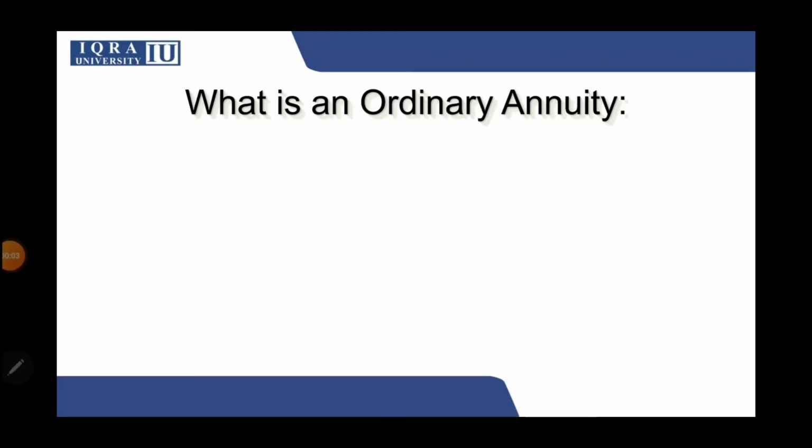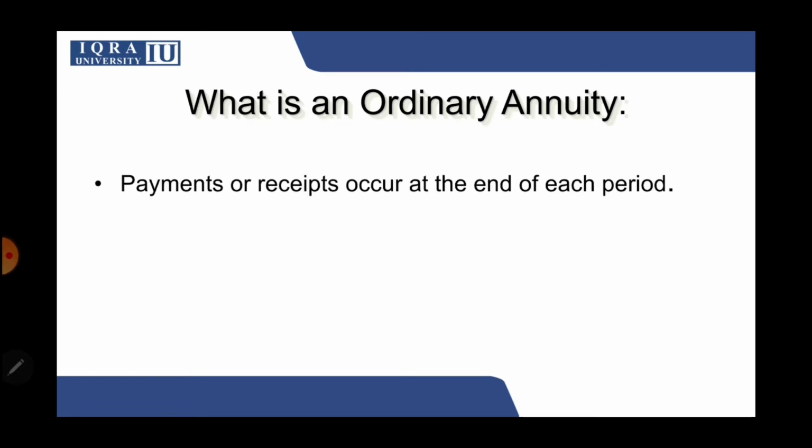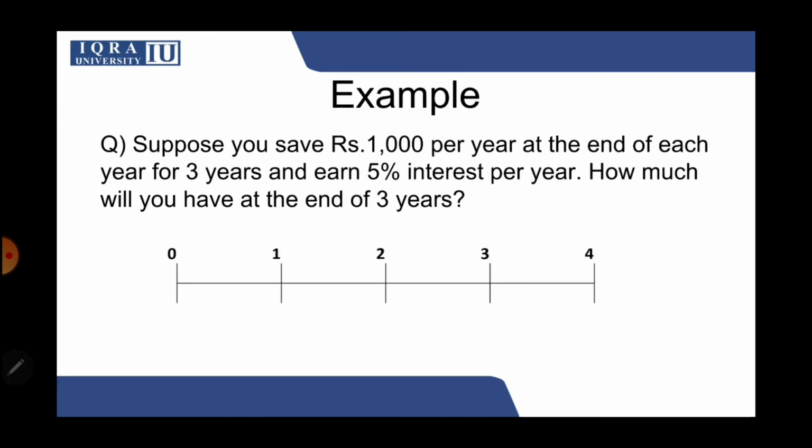Okay, so we have already discussed what an ordinary annuity is. It's payments or receipts that occur at the end of each period. Now again we will look at an example. Suppose you save 1000 per year at the end of each year for 3 years and earn 5% interest per year. How much will you have at the end of 3 years?